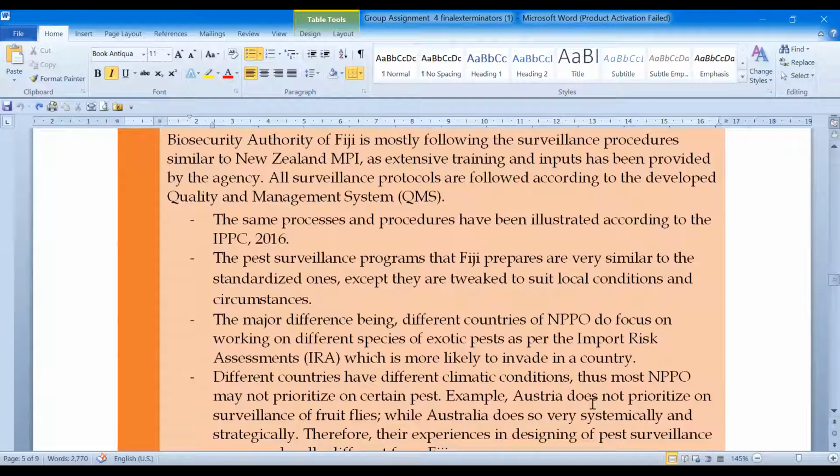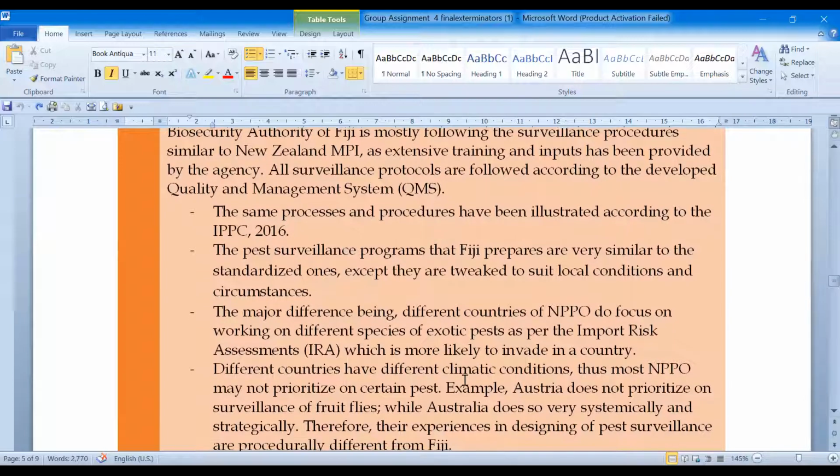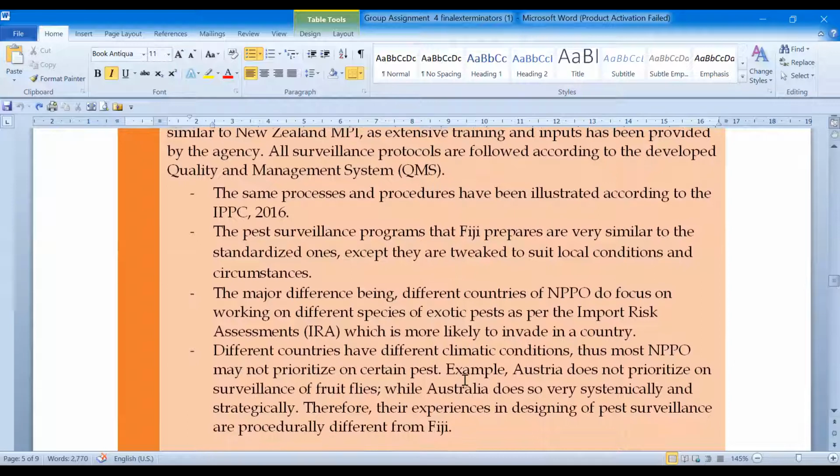Biosecurity Authority of Fiji is mostly following surveillance procedures similar to the New Zealand MPI, as extensive training has been provided by this agency. So the same processes and procedures have been illustrated, so they more like follow the IPPC guidelines. And then the pest surveillance programs that Fiji prepares are very similar to the standardized one. The major difference being that different countries' NPPOs do focus on different species of exotic pests, so they are guided by their national priorities.